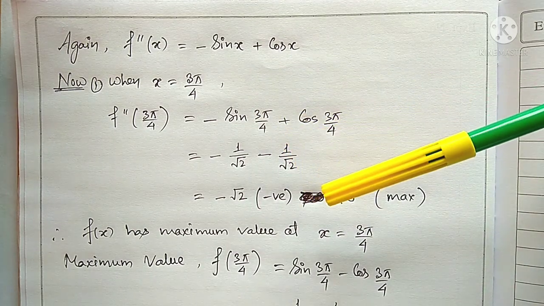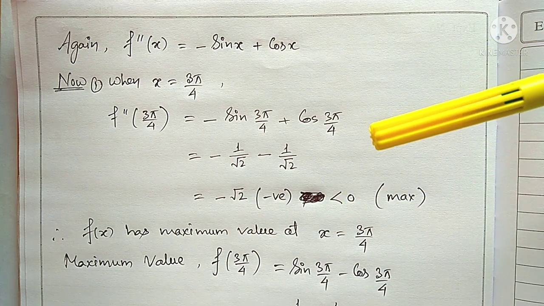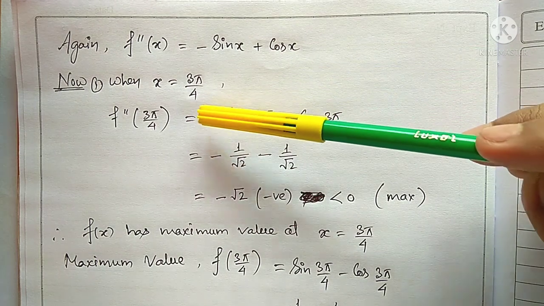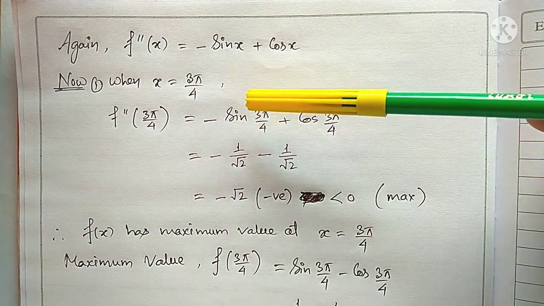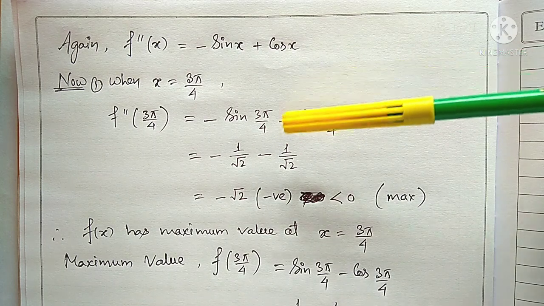And sine of pi minus pi by 4, that means which quadrant? Second quadrant. In the second quadrant sine is positive, so already minus is there, so minus we write sine pi by 4. So what is the value of sine pi by 4? 1 by root 2.